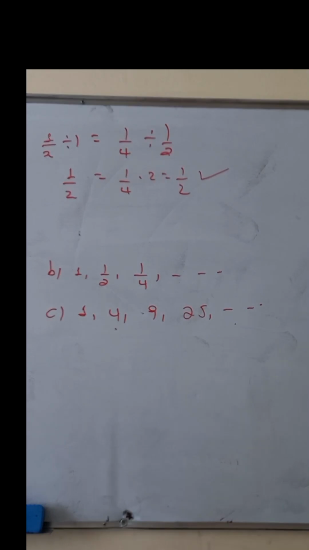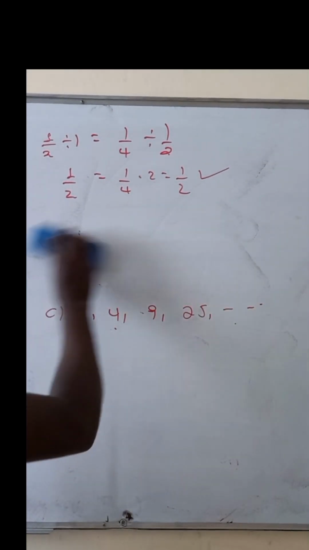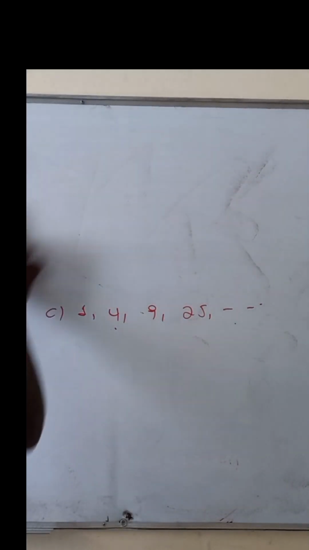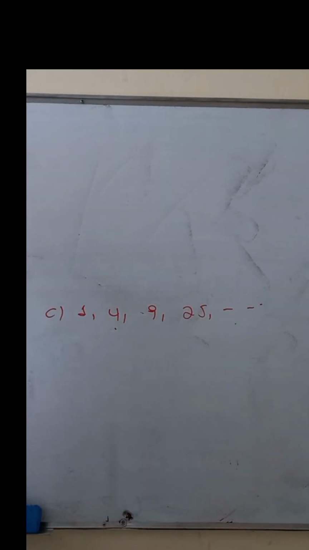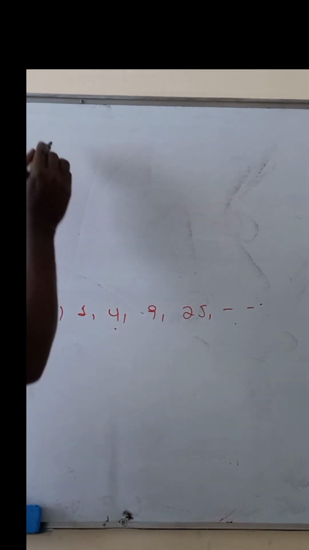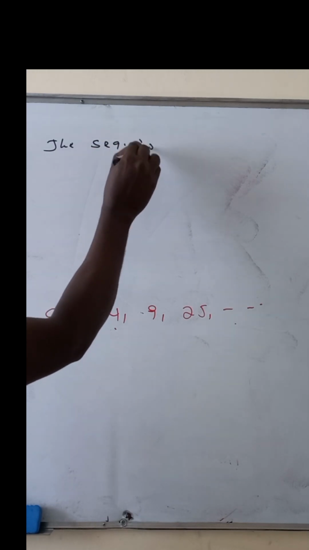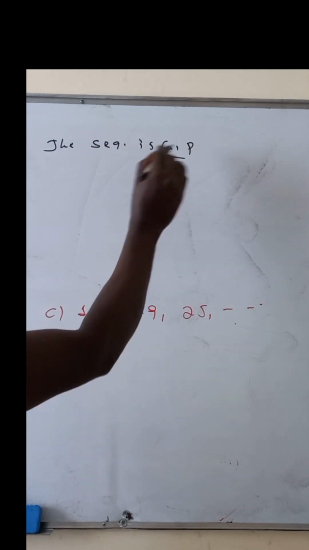That means the common ratio between the terms is exactly the same because of this. It is a geometric sequence. If it is a geometric sequence, what will be the general term for this one? It is geometric. Now the sequence is a geometric progression or geometric sequence.